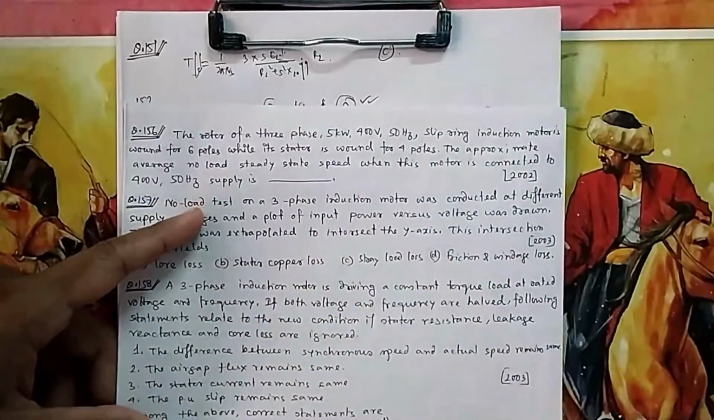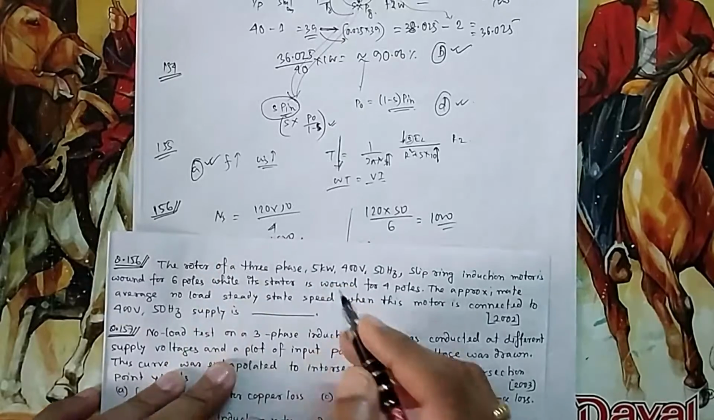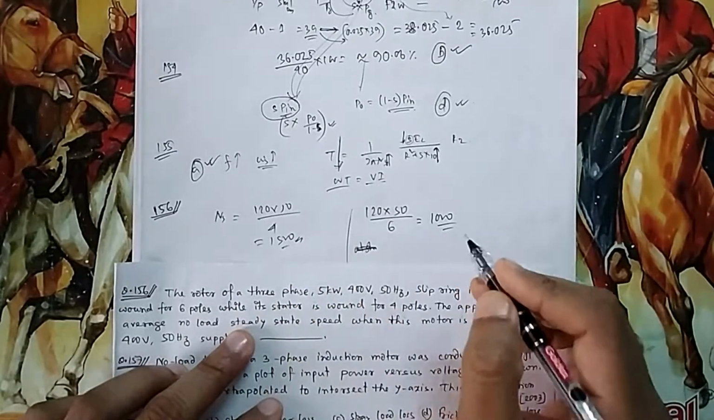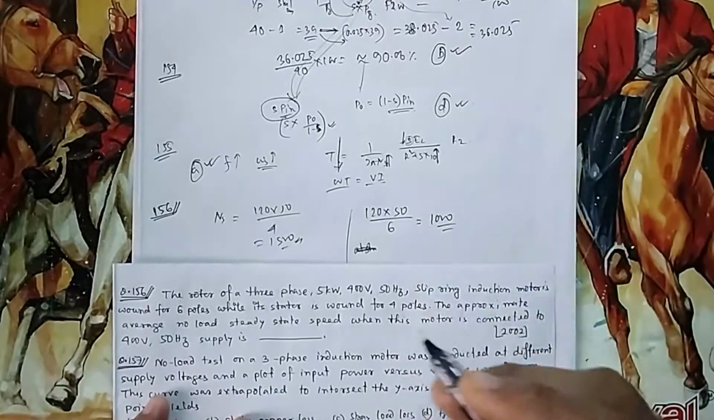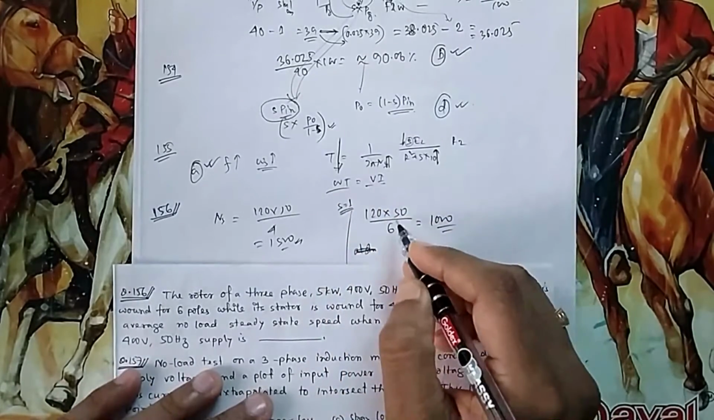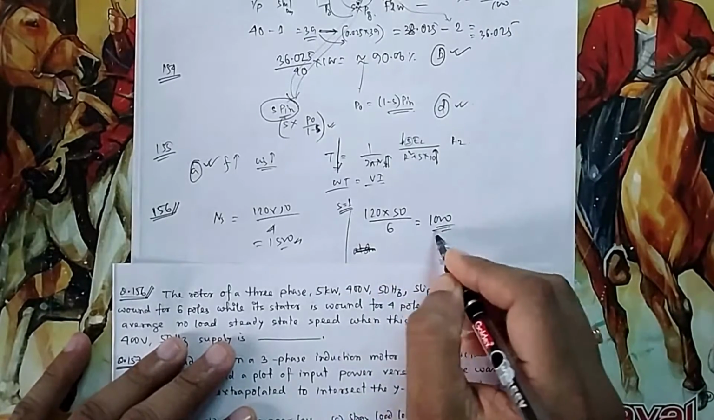So if the poles are different, what happens in the induction motor? If you see the synchronous speed here, the stator is wound for 4 poles, so your synchronous speed is 1500. Now at the starting your S is equal to 1, so the rotor frequency also becomes 50. So if you see the rotor synchronous speed, it is 1000.